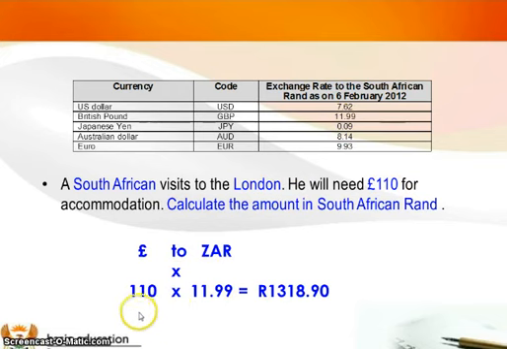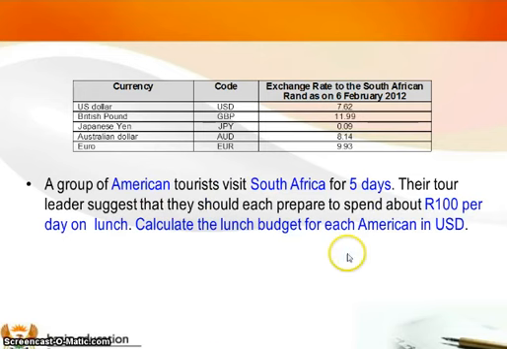You're going to take out your calculator, you're going to punch in 110 times 11.99, and your calculator is going to give you an answer of 1,318 rand and 90 cents. So 110 pounds converted into South African rand is going to give you 1,318 rand and 90 cents. Right, let's continue to the next calculation.